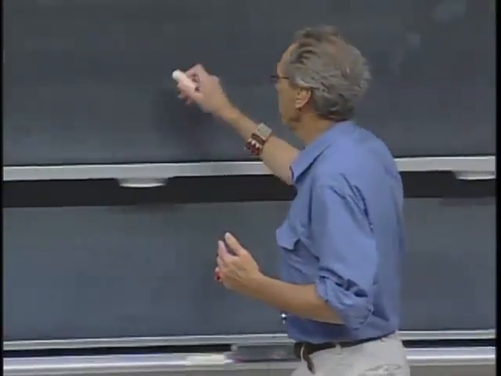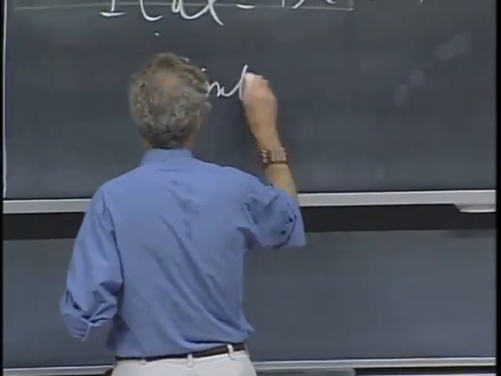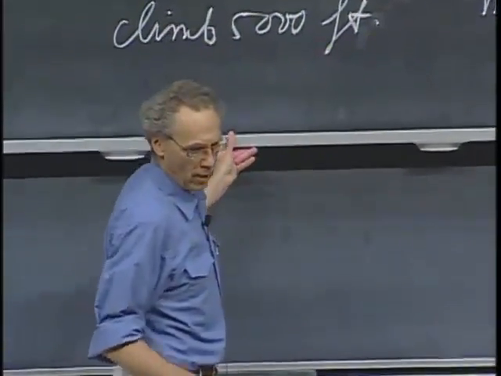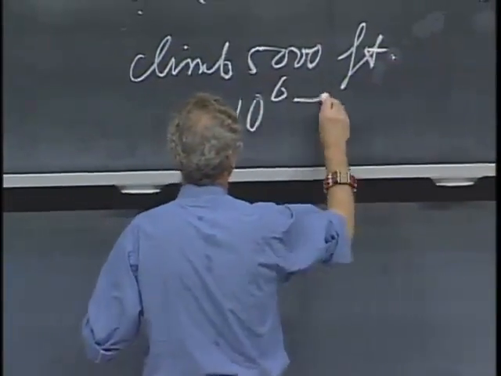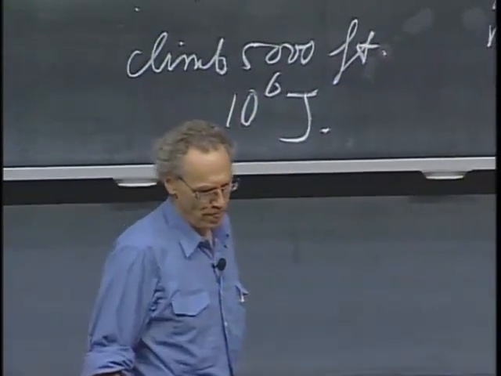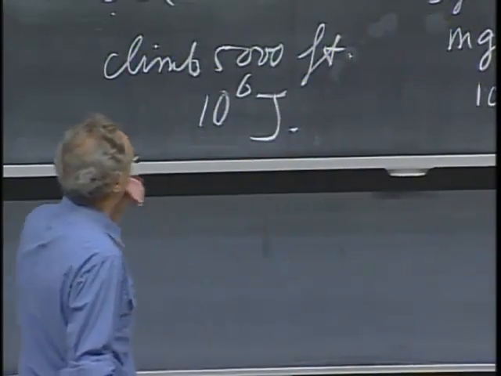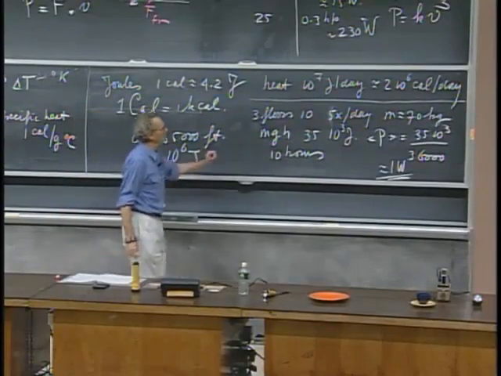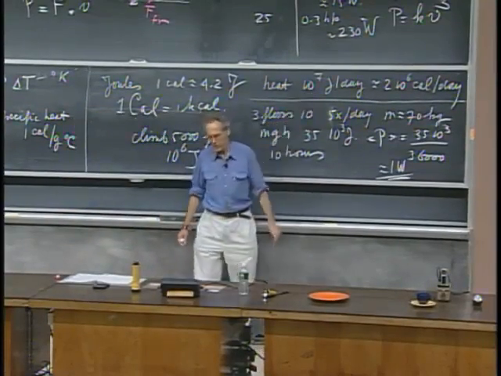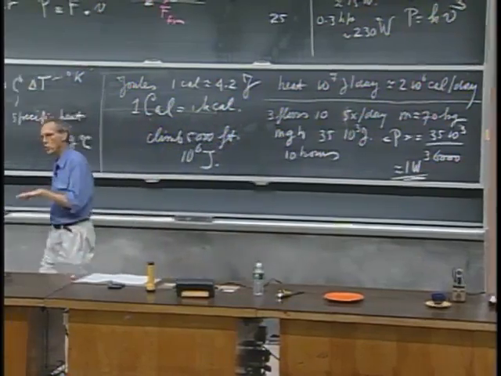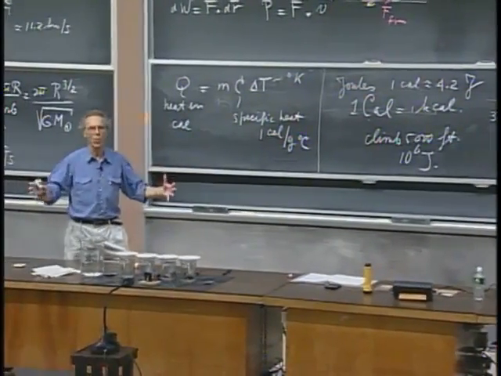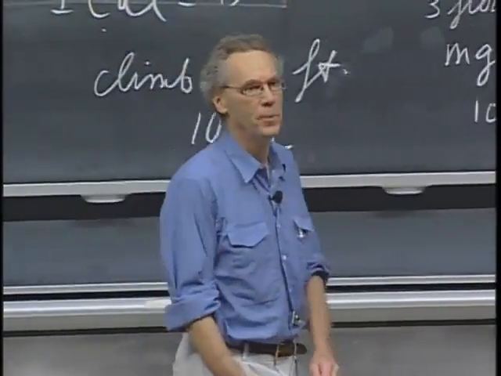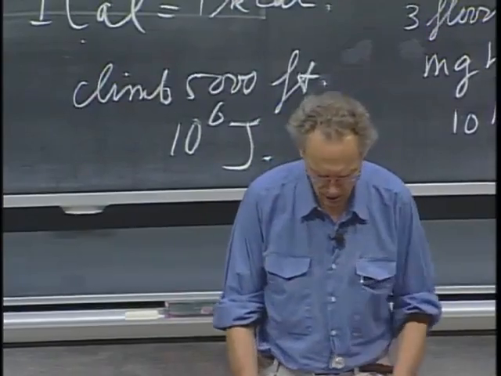I want to be compensated for the work. If I climb this mountain, if I climb 5,000 feet, and I have to do an extra work, which is 10 to the 6 joules, you got to eat more. Now, you would think that you have to eat only 10% more than you normally eat, because you say 10 to the 6 is only 10% of 10 to the 7. But that's not true. You have to eat a lot more, because the conversion from food to mechanical work is very poor, something like 20%. So you may have to eat 40 or 50% more than you normally do in one day.